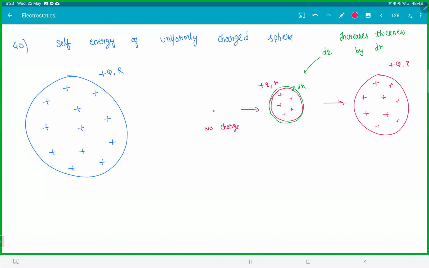I hope you got the idea here. In the previous case, in the hollow shell the radius was always constant, so you were putting the charge only on the surface. But here the radius is also changing as you put more and more charge, because you have to create a solid sphere. I think it's a good one.